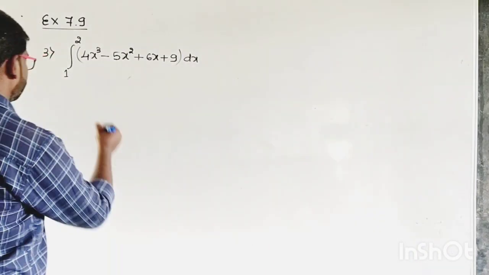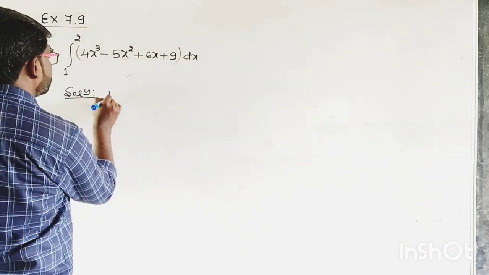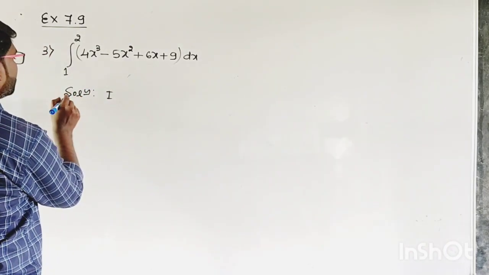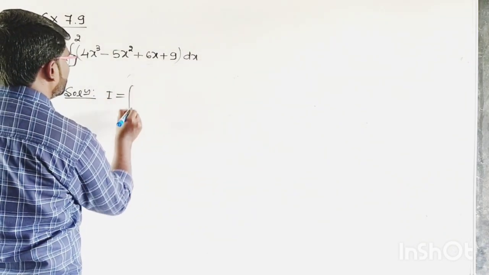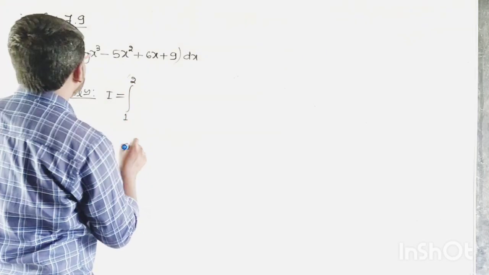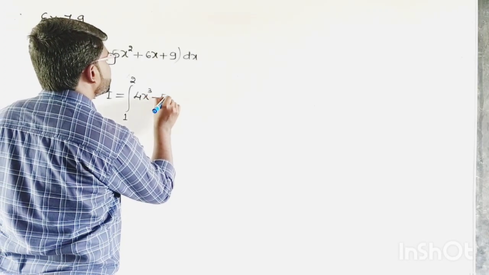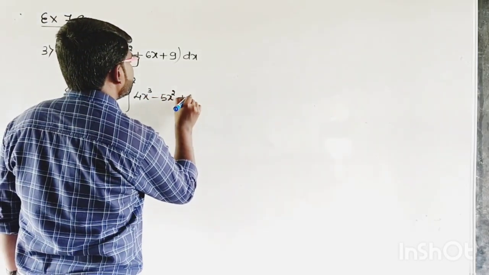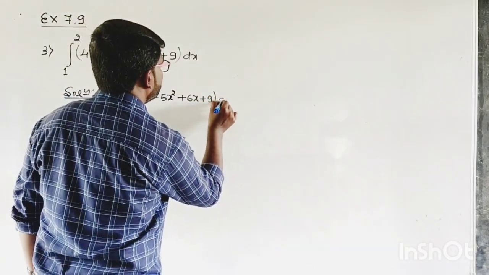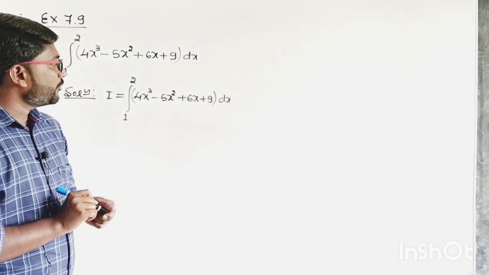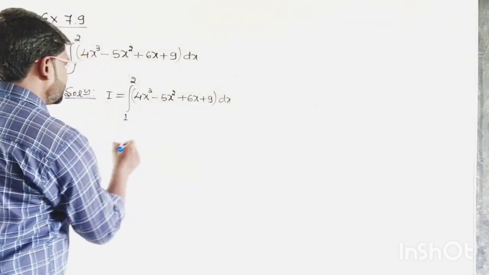So let us solve this now. I which is equals to integral 1 to 2 of 4x cube minus 5x square plus 6x plus 9 dx. So here overall we have 4 terms and we should integrate them separately. Let us integrate them separately.